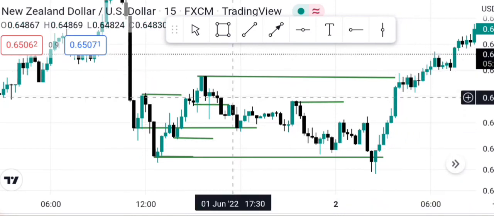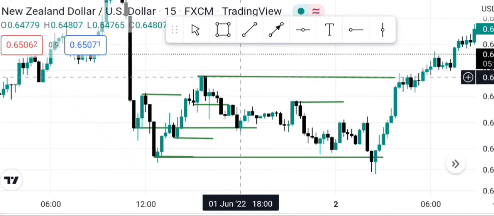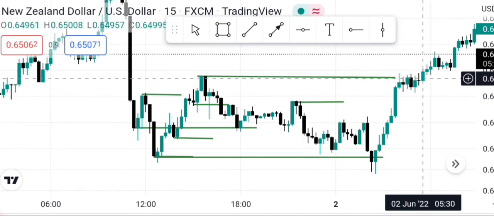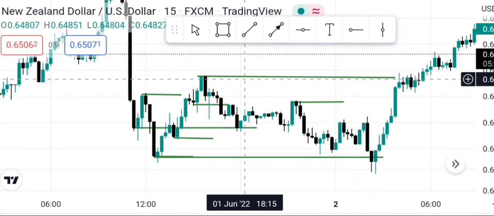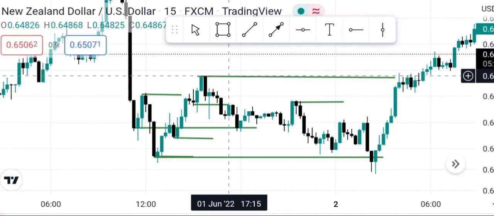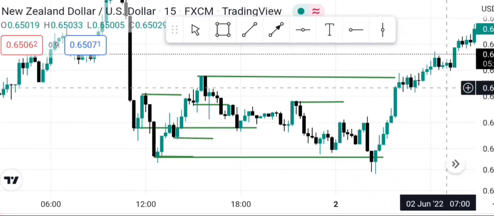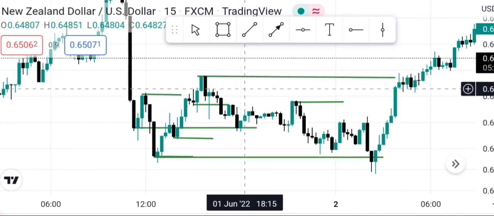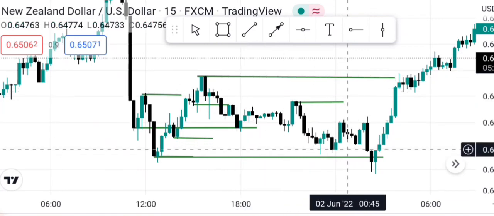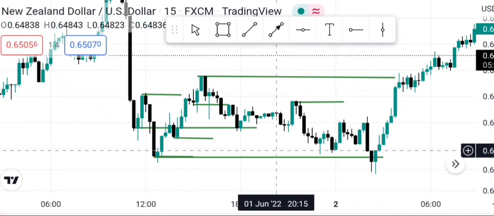Now this high that we can see right here, based on the fact that it's not a swing high, price did not react to it. You can see how price broke through that level. If this high was a swing high, we would probably have had a ranging market. The market would just be moving sideways from resistance to support, from resistance to support, in a ranging form.